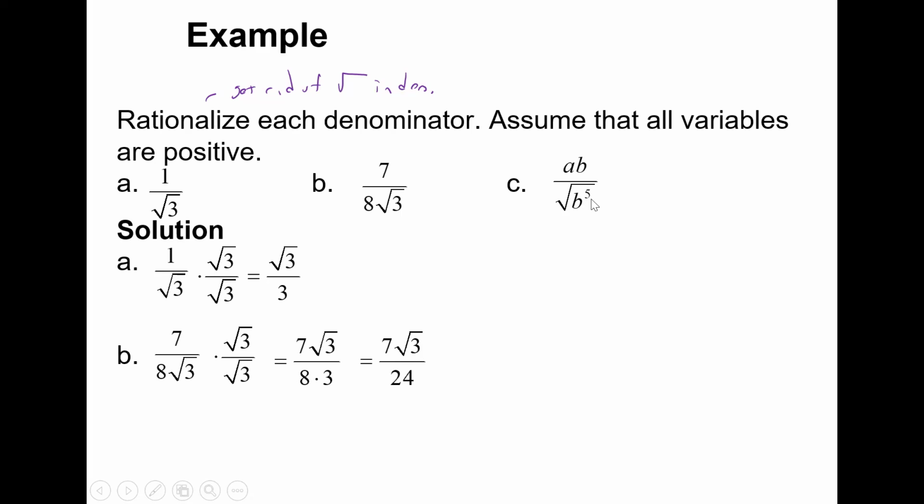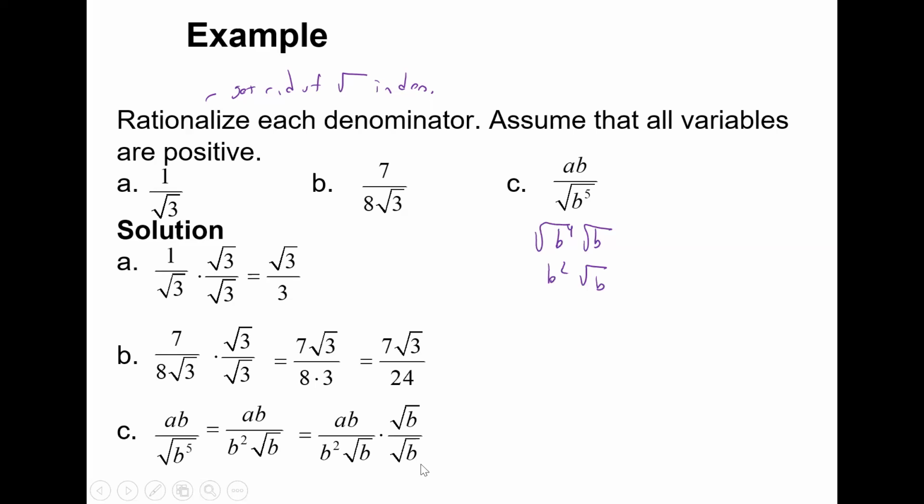Now what about this one? Well, think about this. This is really b to the fourth and then b, and we're taking the square root of that and the square root of that. This becomes b squared, square root of b. So really, all we have to do is multiply by the square root of b over square root of b. And that's what we do here.